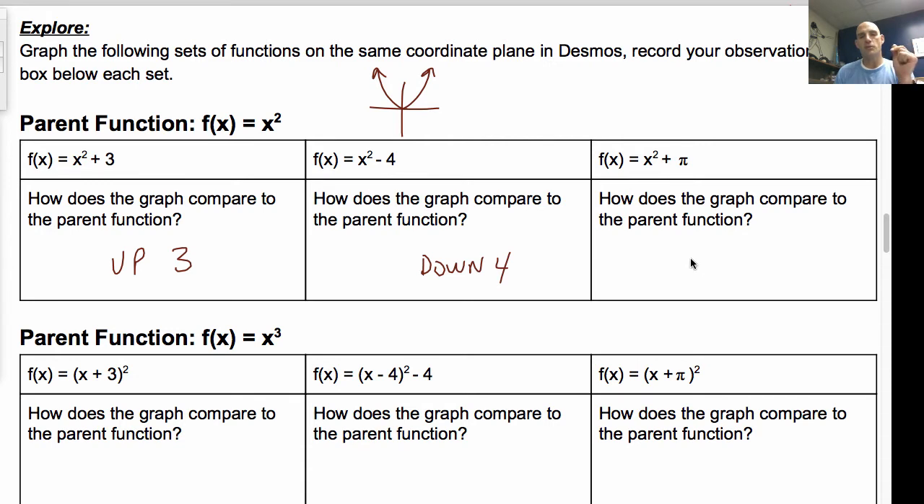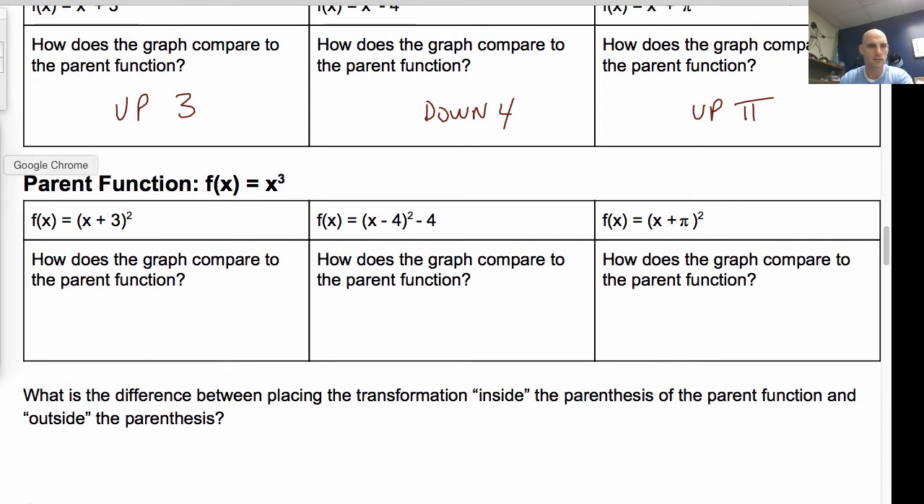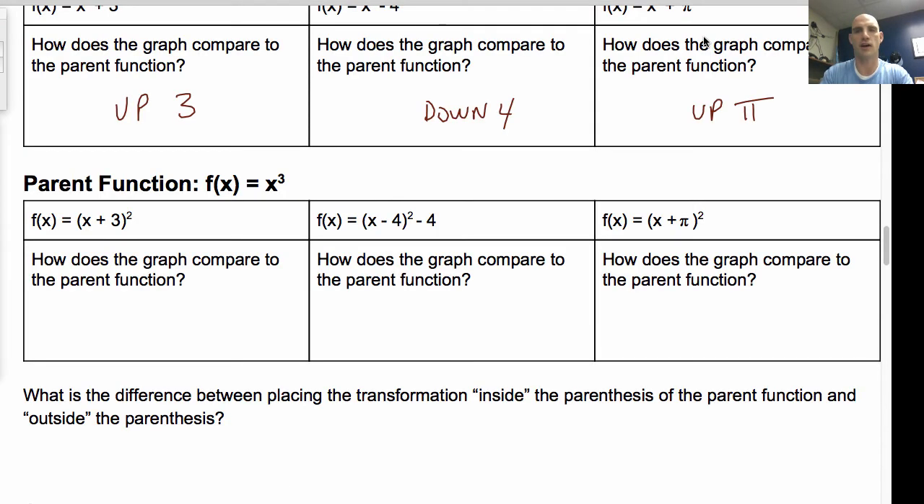It works for non-integers as well. This one would be up pi. For this next one, what I'm doing is I'm looking at a graph here for you, because what I'm asking you to do is look at the graphs. I've got x cubed plus... these should be cubes here. Sorry about that. What I'm asking you to do is graph these and just look at how it changes.